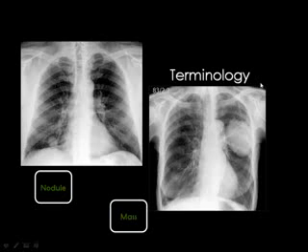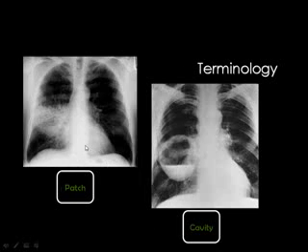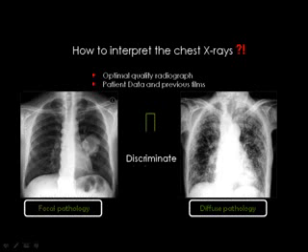Then we have four terminologies in the chest. The first one is what we call the pulmonary nodule. Pulmonary nodule is a well-defined lesion that is less than 3 centimeters in diameter. The pulmonary mass is a well-defined lesion that is more than 3 centimeters in diameter. The pulmonary patch is an ill-defined lesion containing air bronchogram. The pulmonary cavity is a well-defined lesion containing air. And these are the major items in interpreting the chest X-ray.